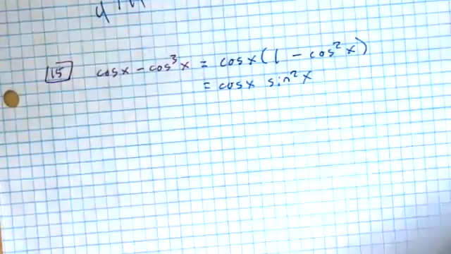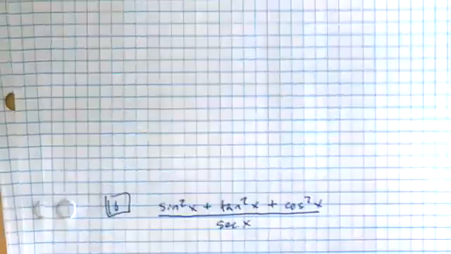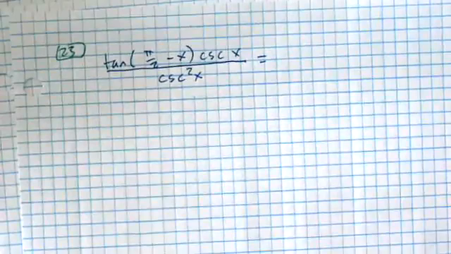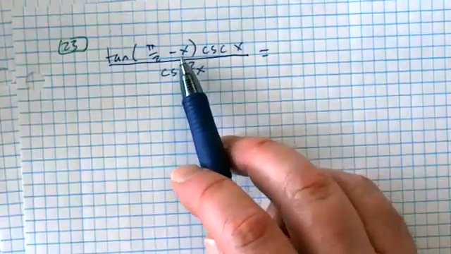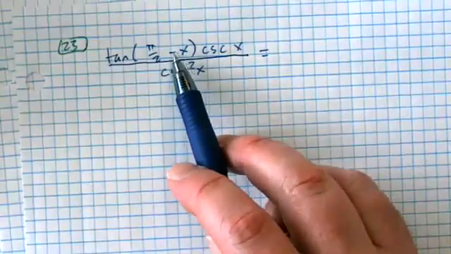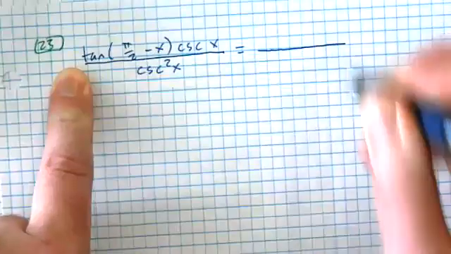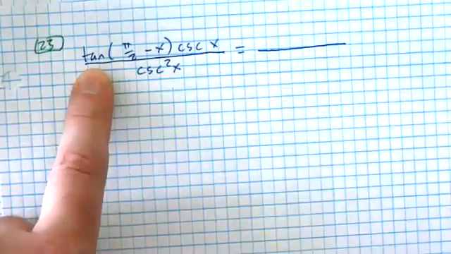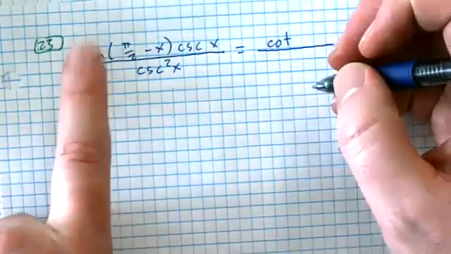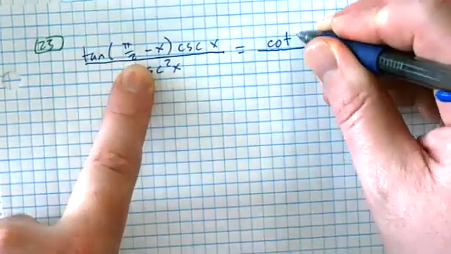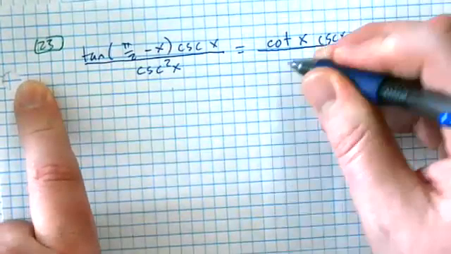What was next? 23. All right. As soon as I see pi over 2 minus x, I start thinking of cofunctions. So I know that this is going to be a cofunction identity right here. I'm going to go ahead and do that first. The cofunction for tangent is cotangent. And when you change it from its function to its cofunction, you basically lose the pi over 2 minus. So this is going to just be cotangent x. We still have cosecant x over cosecant squared x.